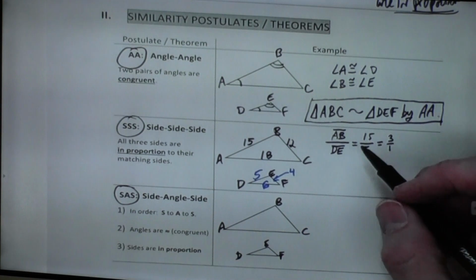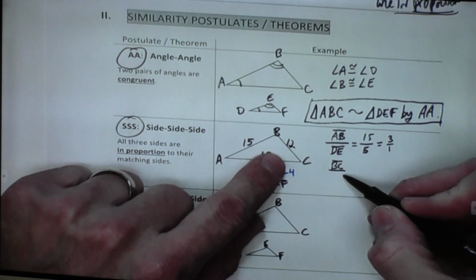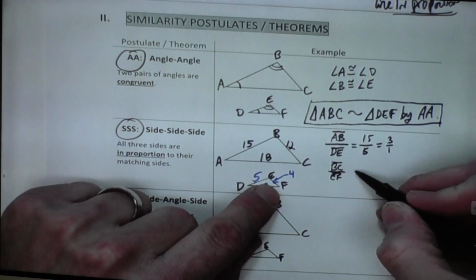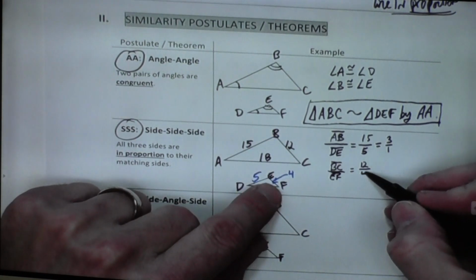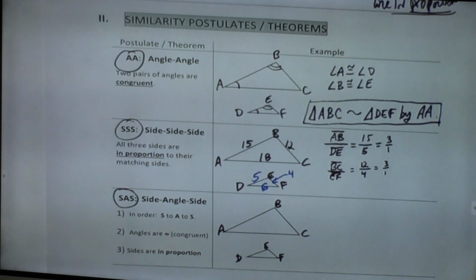Okay? Now I'm going to do the same thing with the next one. BC over the matching one, which is EF. BC is the amount of 12, and EF is the amount of 4. And it just so happens this is also 3 to 1. If the third one doesn't come out to 3 to 1, they're not similar. If it does come out to 3 to 1, then they are similar.